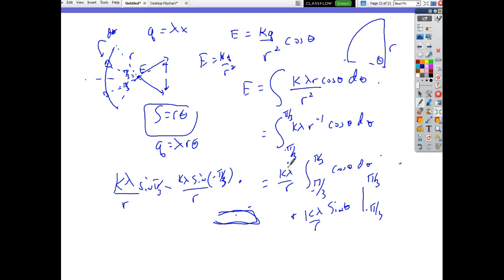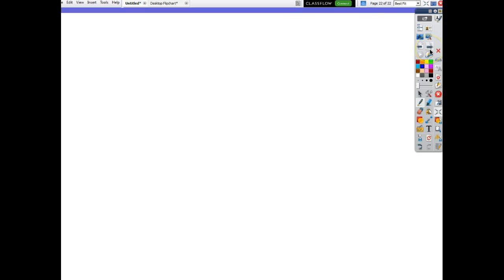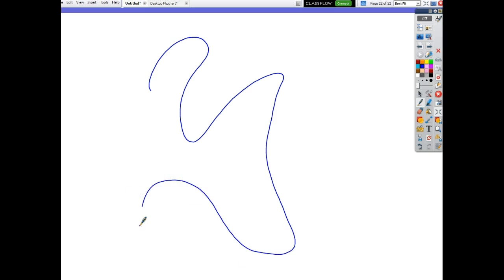Can they do any worse of a spot than that? Oh yeah. Look, this is how to make the problem worse. Here's my charge distribution, and I want to know the electric field here.